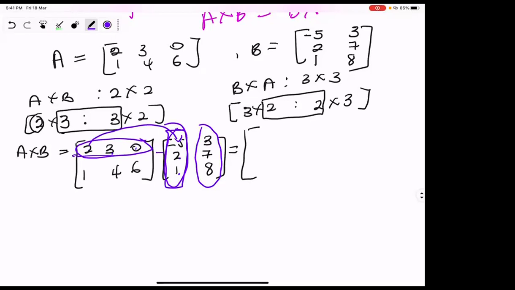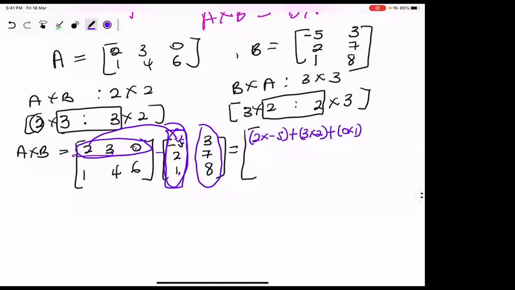So 2 will go to the first component, which is minus 5. So we have 2 times minus 5. Then we have 3 going on to 2, so we have 3 times 2. And we have 0 going on to 1, so we have 0 times 1. These numbers, we sum them.